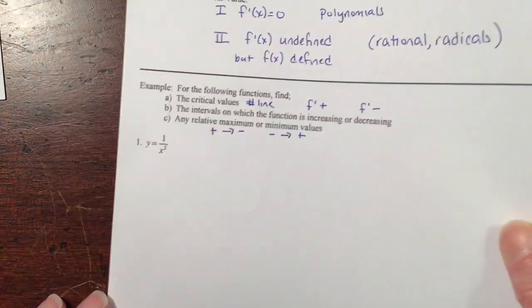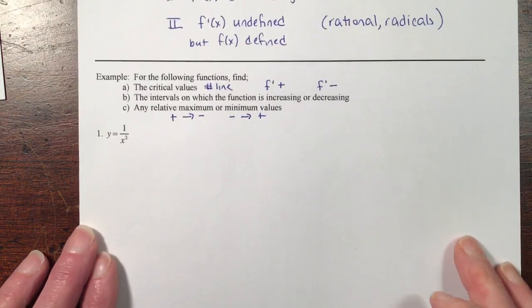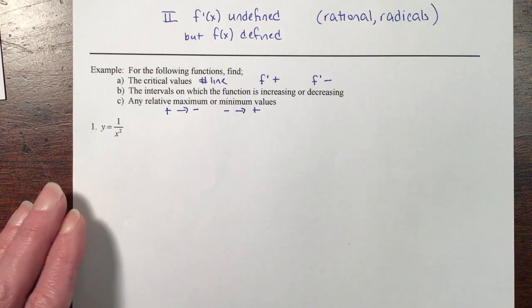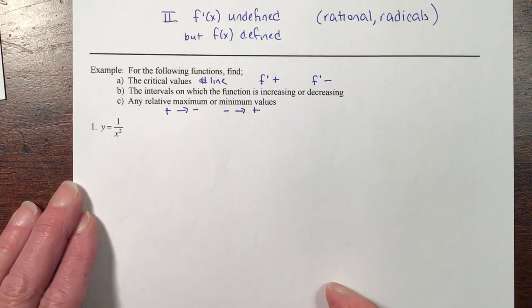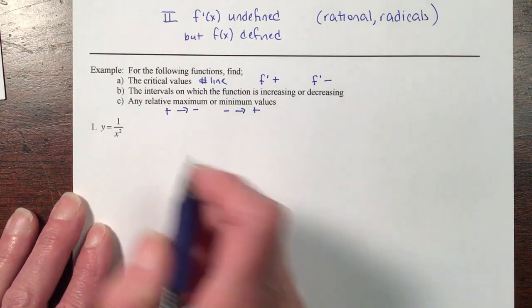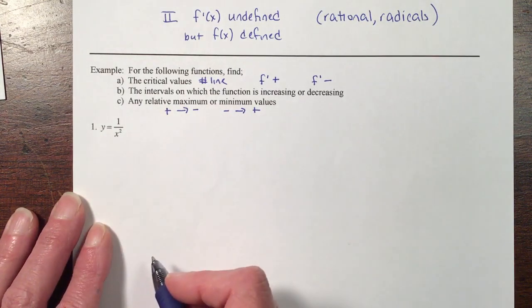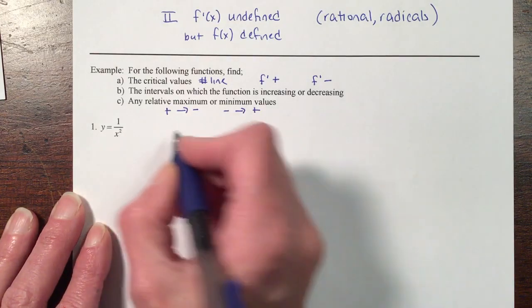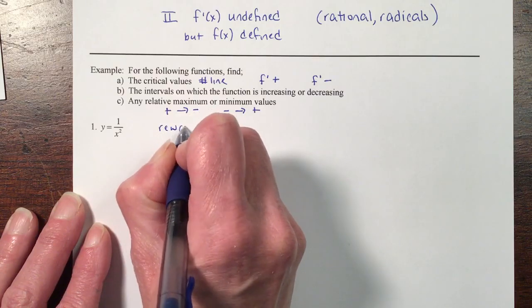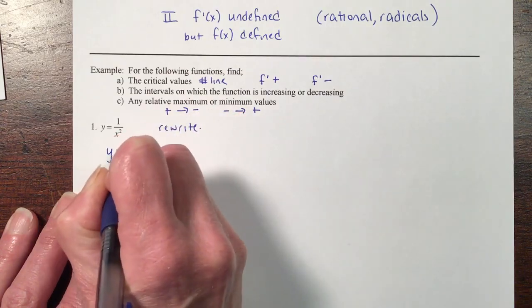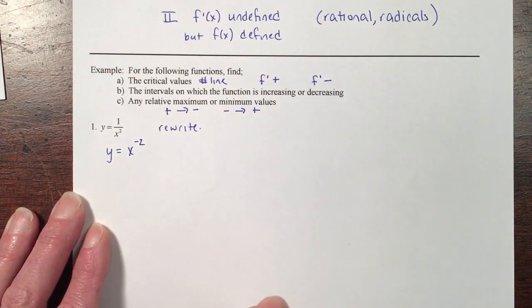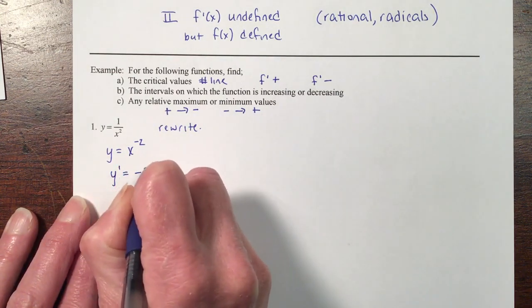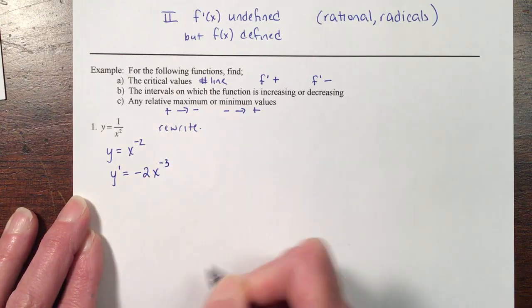So let's look at our first function. y equals 1 over x squared. I wanted to stay with something basic so it would not take too long to finish this lesson. When I look at this function, I know I have to take the derivative to get the critical value. I can either use the quotient rule or I can rewrite this. I would probably rewrite this function because now I can just use my shortcut method, or my power rule. So my derivative becomes negative 2x to the negative 3rd power.